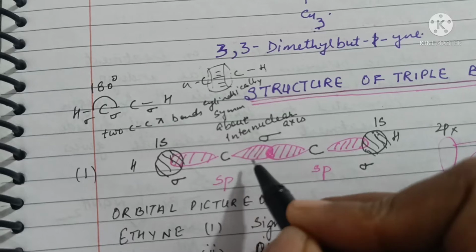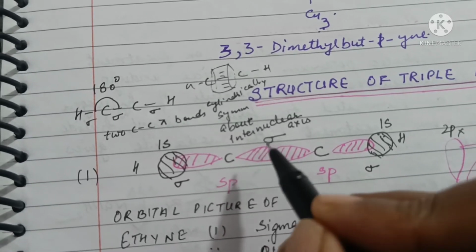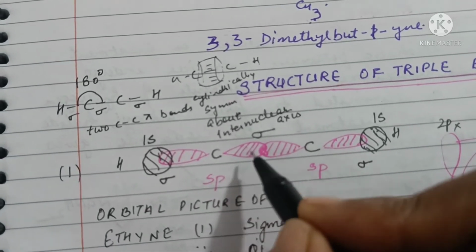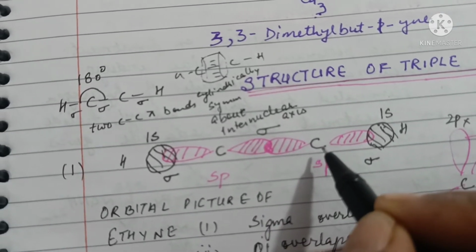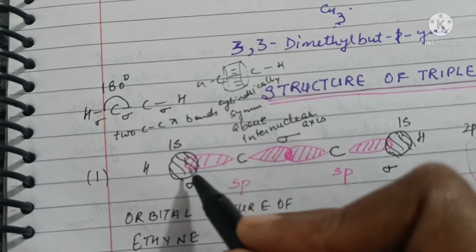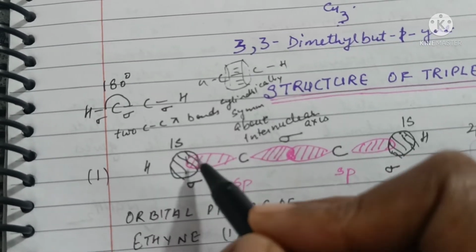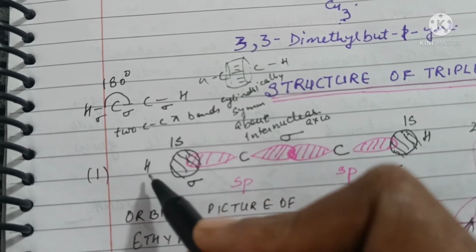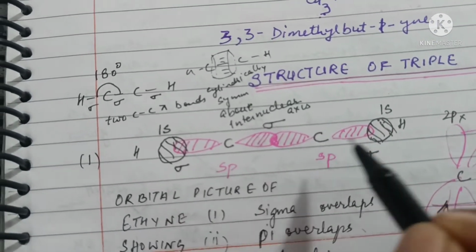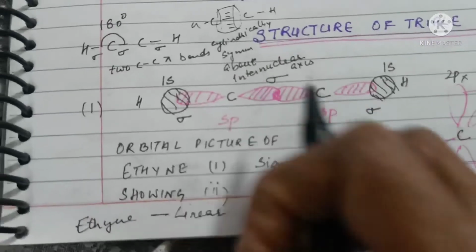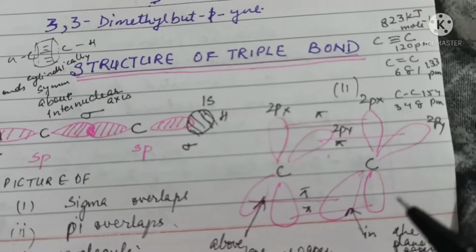One sp hybrid orbital of this carbon atom will form a sigma bond with an sp hybrid orbital of the other carbon atom, and the second sp hybrid orbital will overlap with the 1s orbital of a hydrogen atom to form a sigma bond. So here we show the sigma bonds of ethyne. Then in the second diagram, we will show the pi bonds.